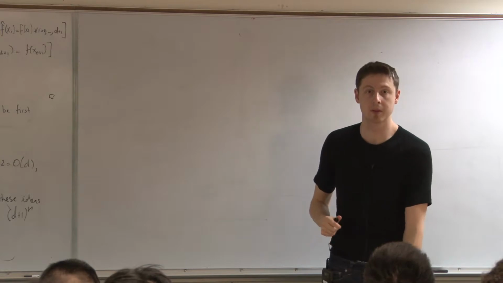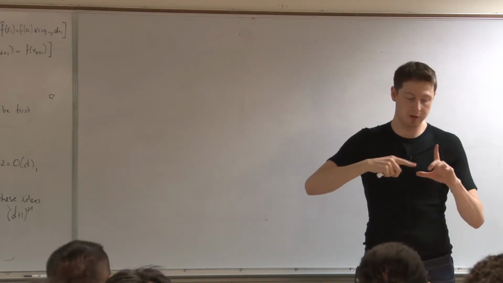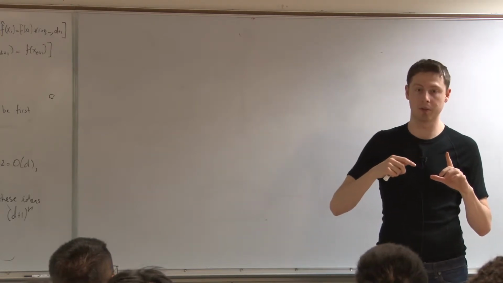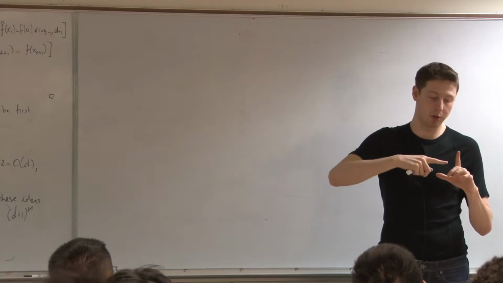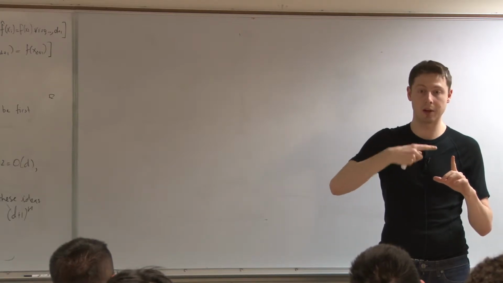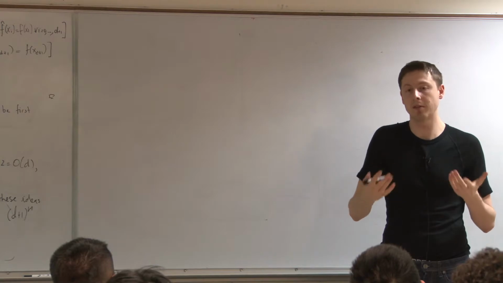What do you mean by on average? Sorry? No, but you do the fixing at random, right? So if you pick the row at random and you check that a random row is low degree, then it means that on average it's low degree, right?